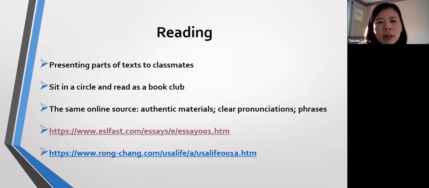The same online source, I didn't provide a second one, the same Rongchang online source, provides good reading materials. You have stories, you have science information, and they also have audio with it. So if you have a long article and you don't like that quietness for the reading activity, this website and this activity are highly recommended to you. I will show you an example here.